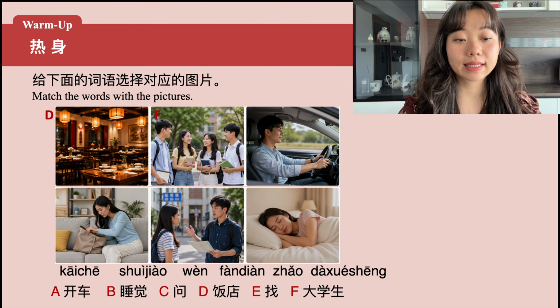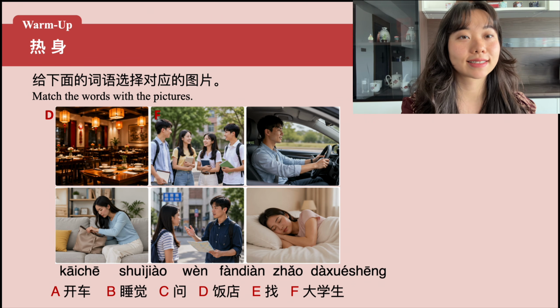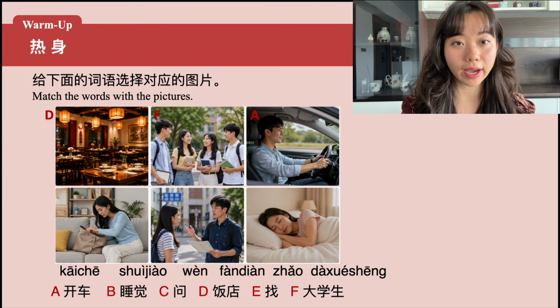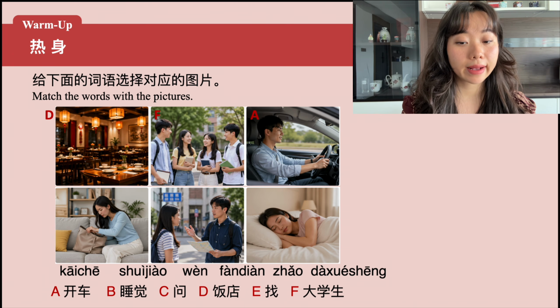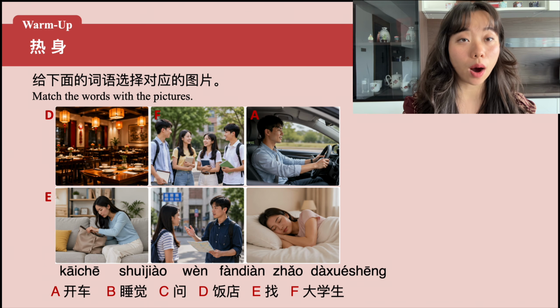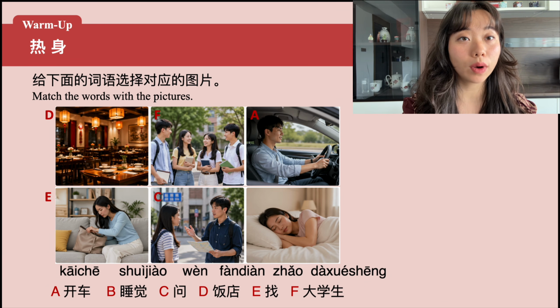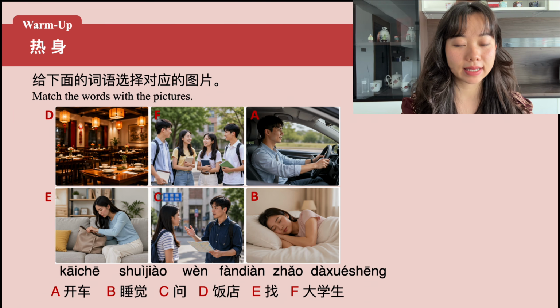Okay, next one. 大学生. So earlier we said 大学 is university. And then 学生 is what? Student. So 大学生 university student. Okay, next one. Looks like someone is driving. Yes, we will learn this word in this lesson. 开车, driving a car. 开车. Okay, next one. Someone is finding something. Someone is looking for something in her bag. Yes, 找 is the action of looking for or finding. Okay, next one. Someone is asking for the direction. 问, ask. Okay, last one, 睡觉, sleep.